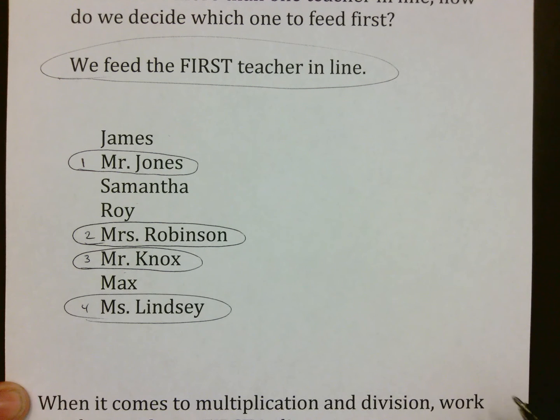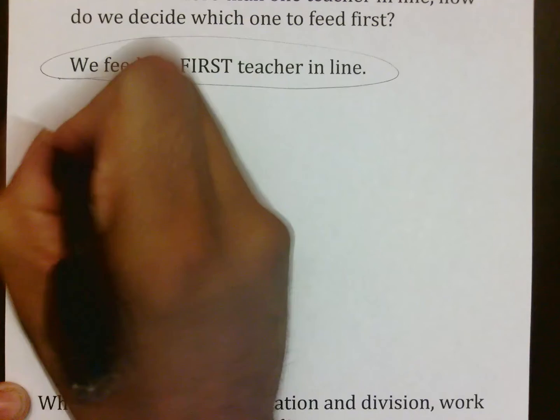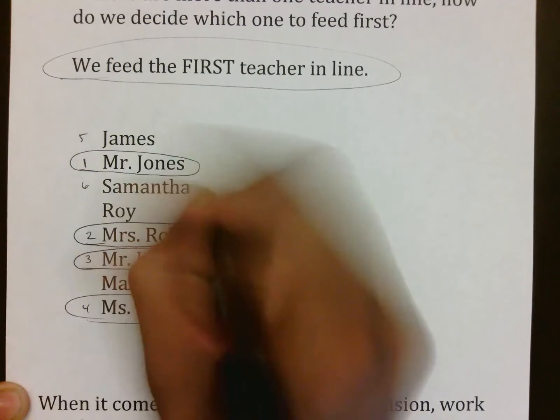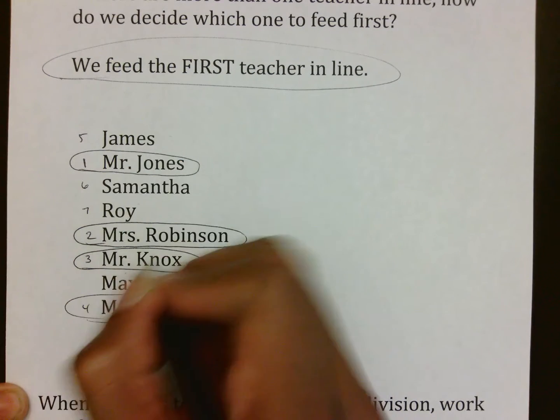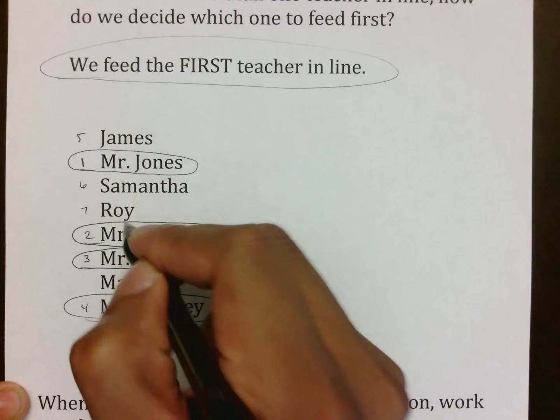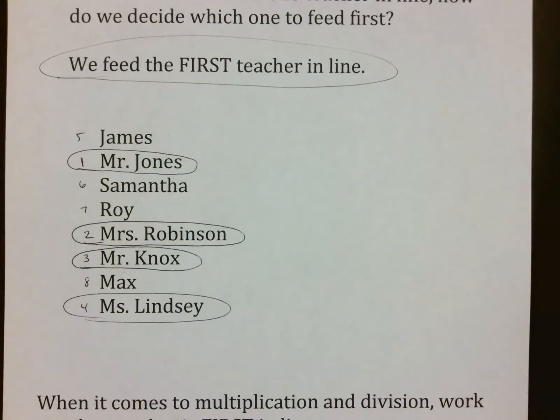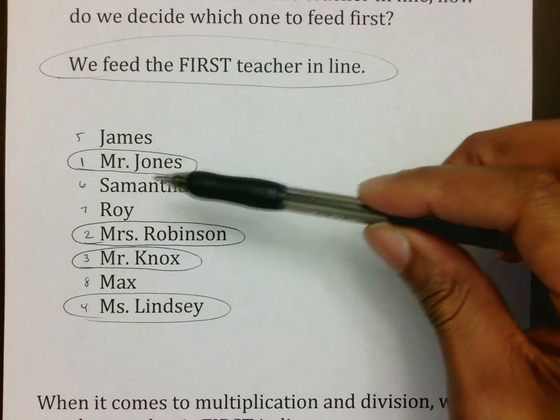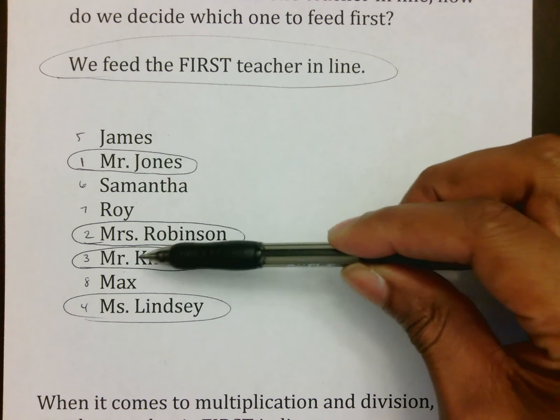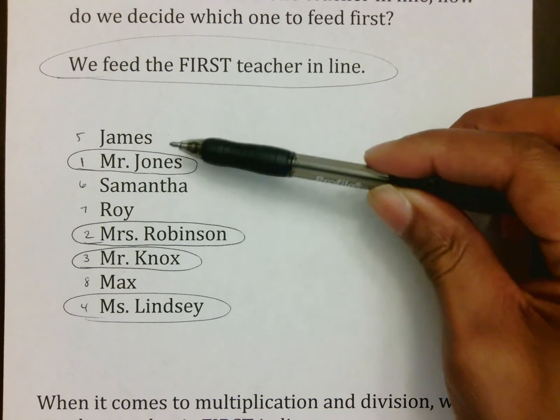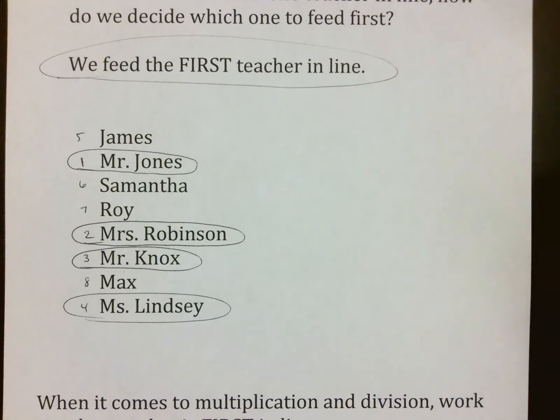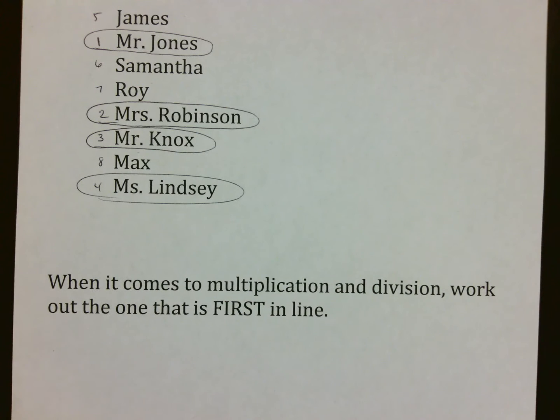And once all the teachers have been fed, we do what we did yesterday. The fifth plate goes to James, then Samantha, then Roy, then Max. So again, if you notice, all we did was feed the teachers in order like we did yesterday, and then we went back and fed the students in order. And that is honestly how easy it is. You just have to make sure you practice it and make sure you know what's going on.